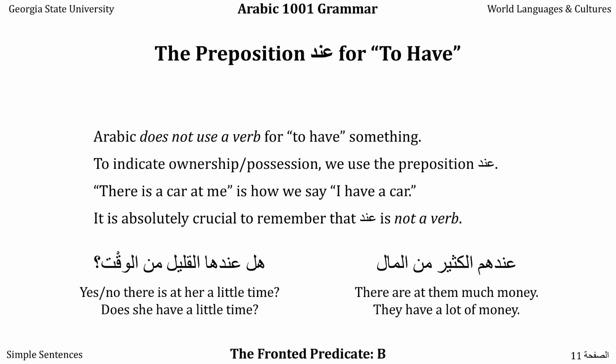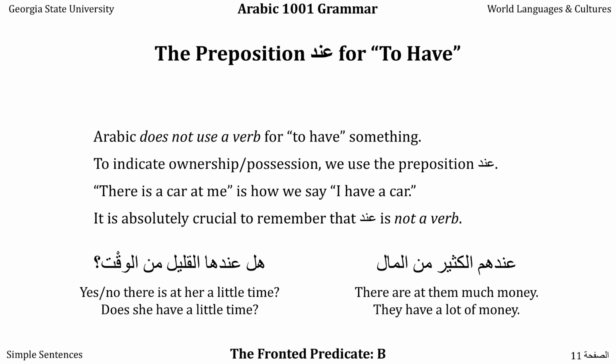So here are 2 examples. We can say indahum al-kathir min al-mal. Al-mal is money in general. So indahum, at them. Al-kathir, a lot. Al-kathir min is our idiom for a lot of. Mal, money, or they have a lot of money. What we're really saying is there are at them much money.